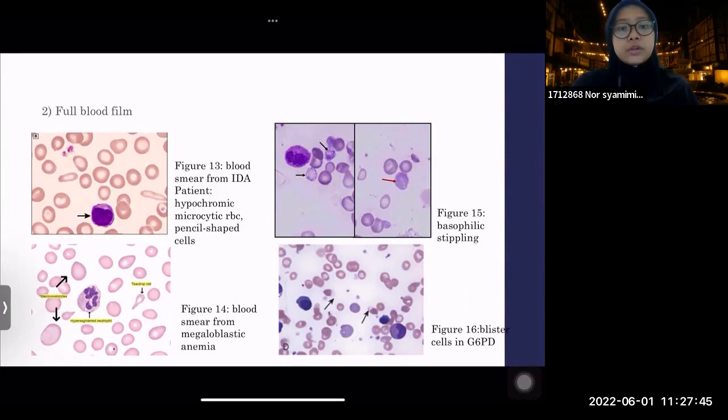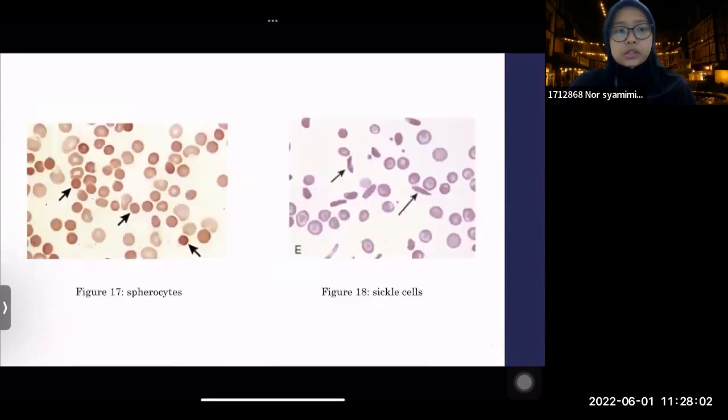Other blood films that I included here, although they are not one of our differential diagnoses, are the blood film findings in G6PD, where you can see blister cells. Okay, next. In figure 17 here, I showed the presence of spherocytes, which can occur in hereditary spherocytosis or autoimmune hemolytic anemia. And in figure 18, you can see the presence of sickle cells.